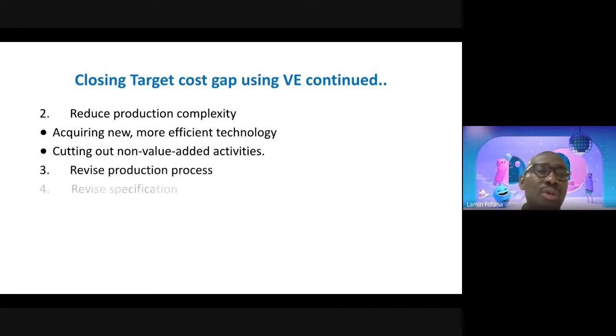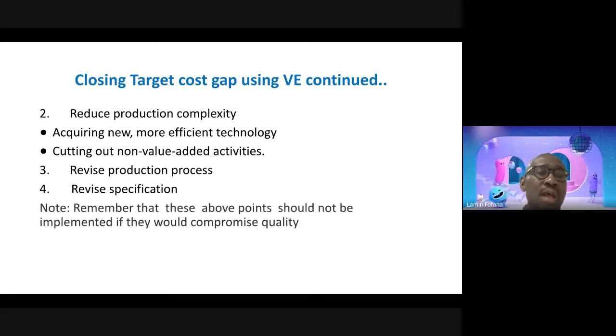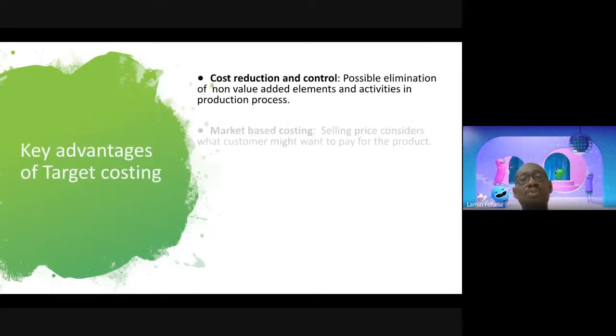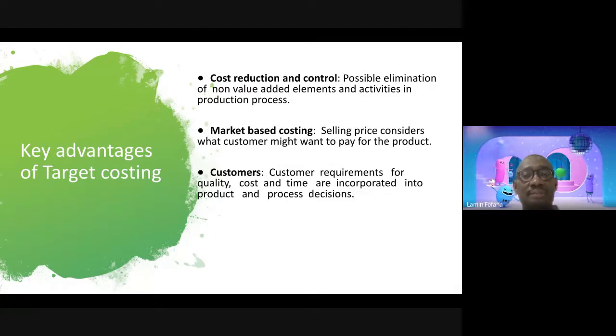If there are activities that will not increase any value on the product, you slice them off. Another way of reducing the cost gap by using VE, value engineering, is to revise the production process, and to revise specification as well. You can look at the specification of your products and see if there are things there that won't improve the quality of the product or will not make any difference. You slice them off from your specification. So these are some of the procedures that we use in value engineering.